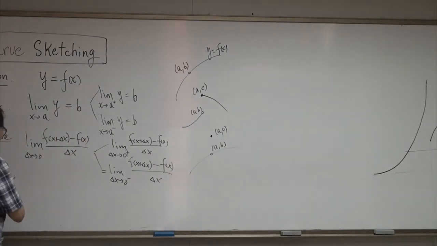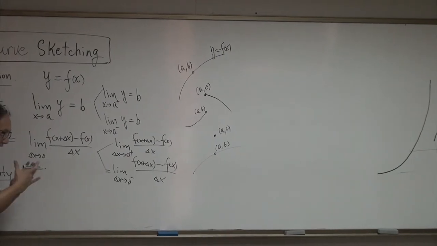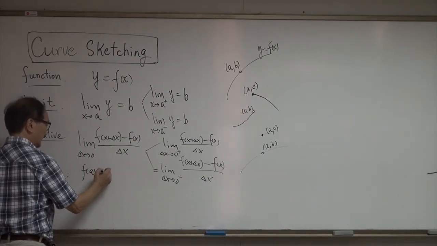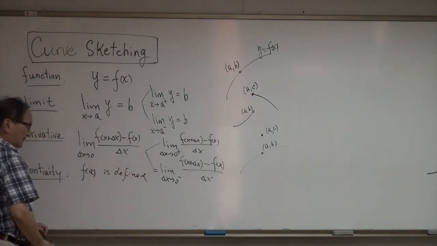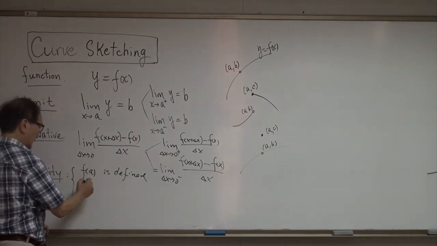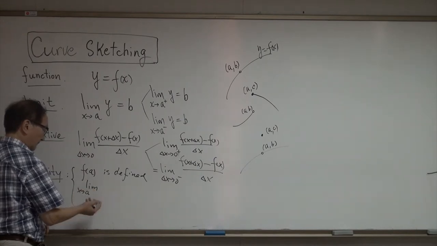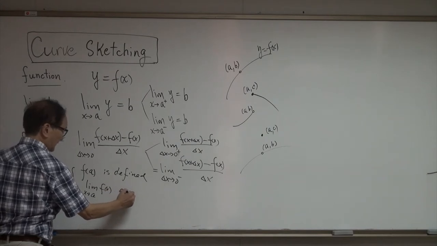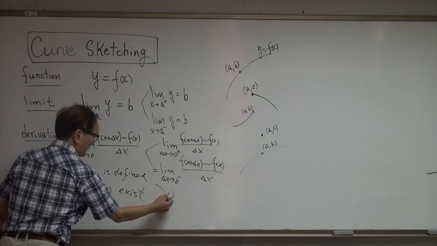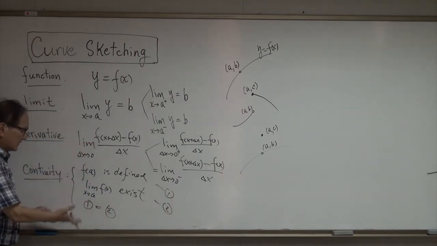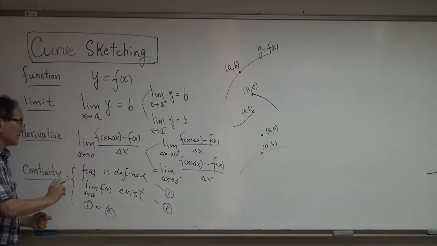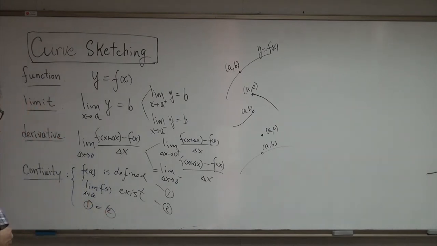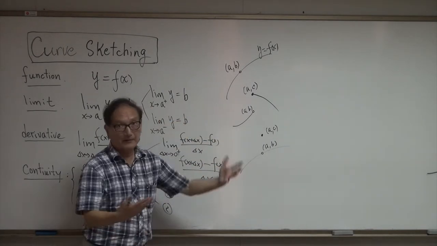So we summarize that a function is continuous at point A if it satisfies these conditions. The first is that f of a exists, is defined. That means you can find the value of f of a. Second, the limit as x approaches a must exist. And third, the limit must be equal to f of a. By satisfying these three conditions, the function is continuous at the point A. These are very important and basic concepts before we sketch the curve. In other words, we delete this case, this case, and that case, and the function is continuous at A.